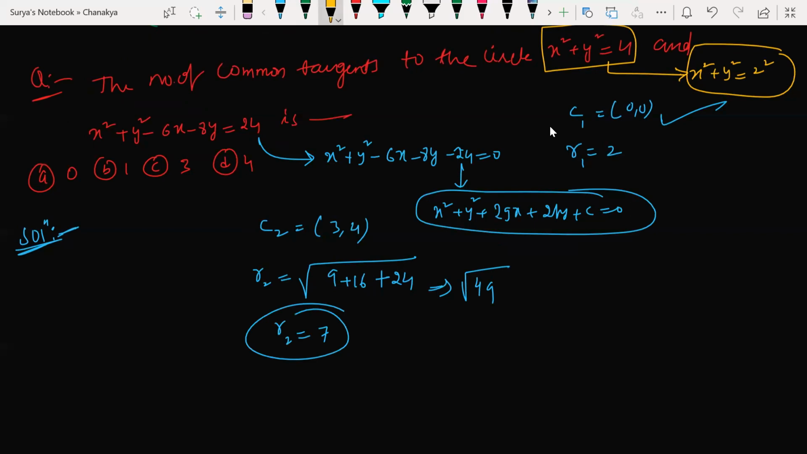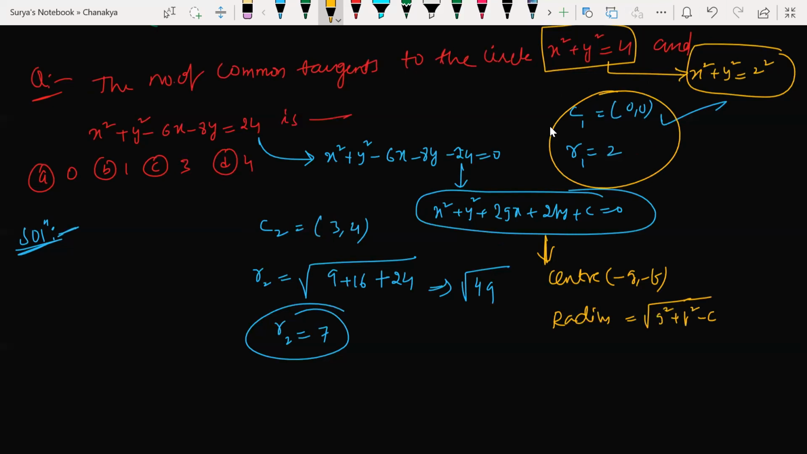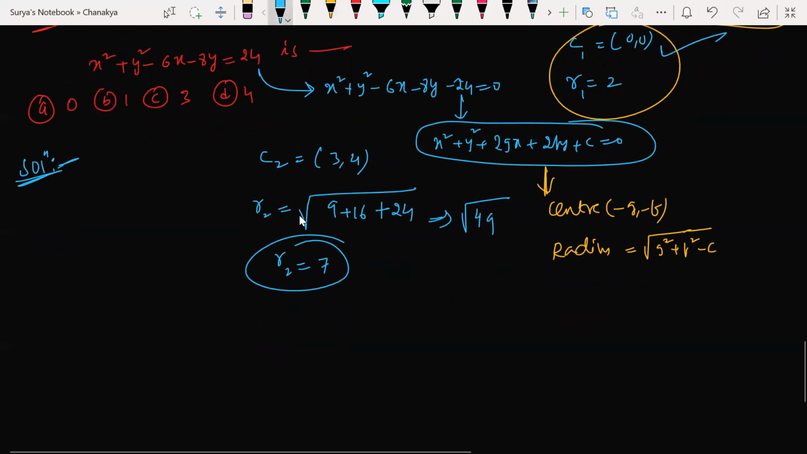Imagine for this type of circle, center is minus g comma f and radius is root of g square plus f square minus c. This is a formula which we have learned many times. Now look at this. Center 1 and R1 you have, center 2 and R2 you have. Now just find the distance C1, C2. What is it? 3 square plus 4 square, which gives me 5. Am I correct? Guys, 3 square plus 4 square, how much?